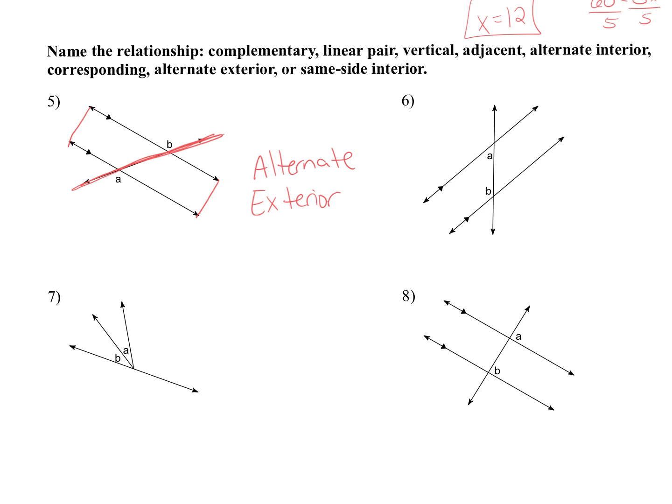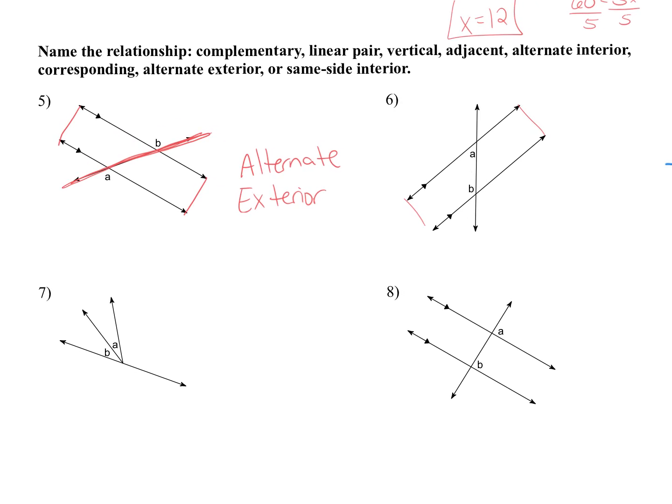Number 6, same thing. Draw the box to think about it. Are they inside or outside? Inside, so that would be interior. And then compared to the transversal, same side or opposite sides? Same side. Yep. So same side interior. What did I say you can call this one? You can just abbreviate this one to SSI.